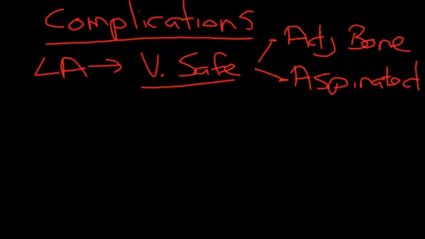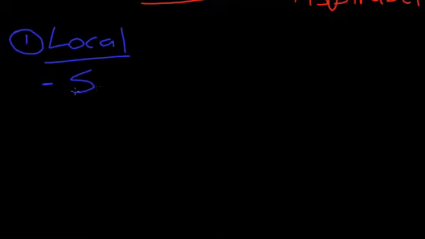Now, notwithstanding that, there are some complications that do come from local anaesthetic, and what we do is we group these complications into two groups. One is local complications firstly, and then later we'll talk about more systemic complications. The first local complication that we always talk about is spread of infection.